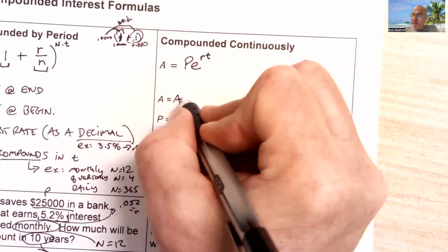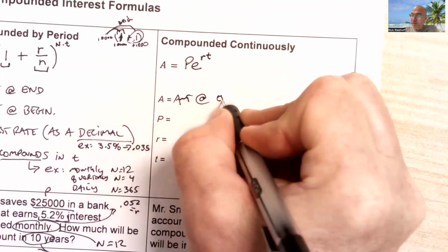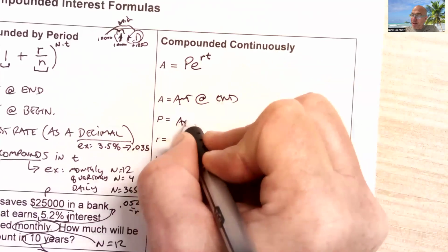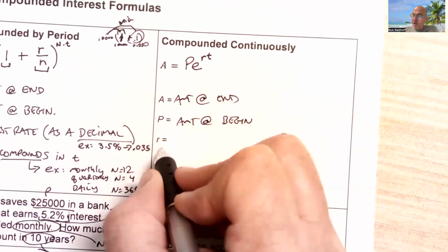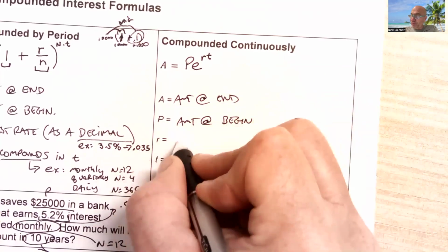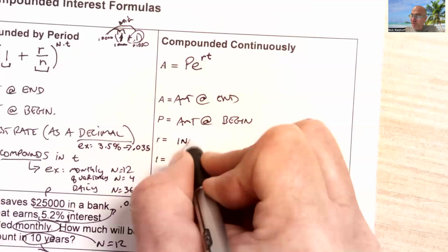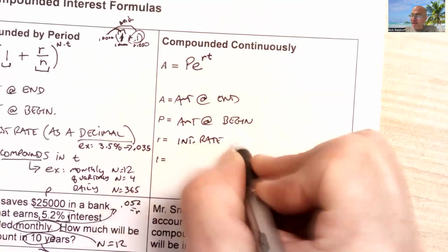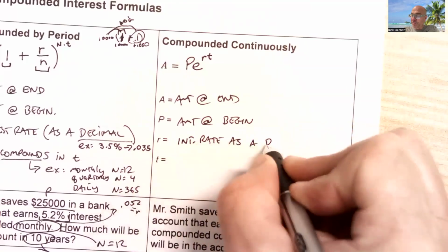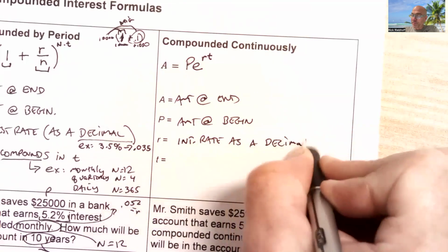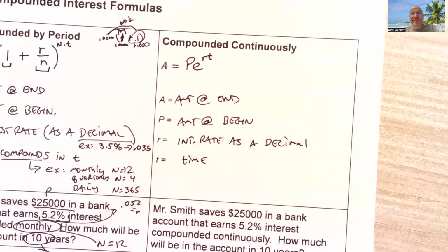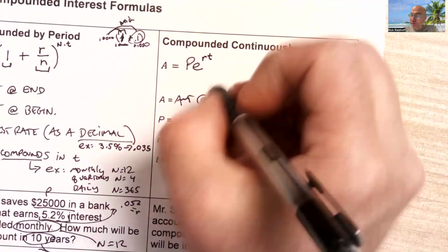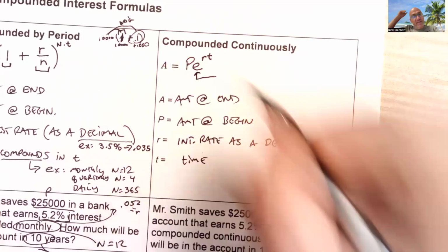A is the amount at the end. P is the amount at the beginning. R is the interest rate as a decimal. Sounds familiar, right? T is time. So basically, these are the same as these. No difference, right? What we do have here that's a little different is this letter E.